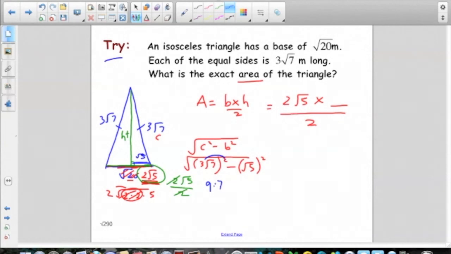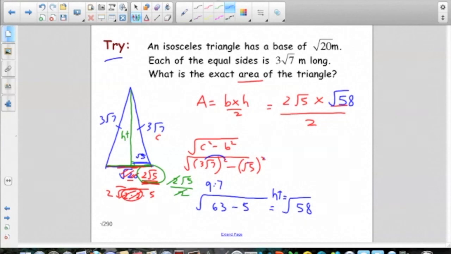So 9 times 7 is 63. It's still in the radical. Subtract that, cancels that, so it's 5. So what does that equal? That equals 58. All right, so now 58, root 58 is our height. So all that work is to get our height of root 58. So now we can put that into here, root 58.